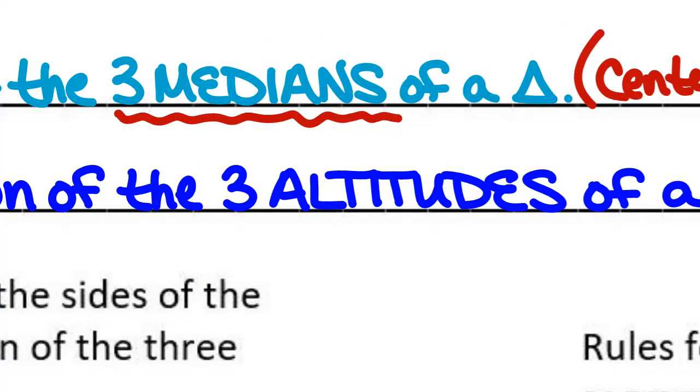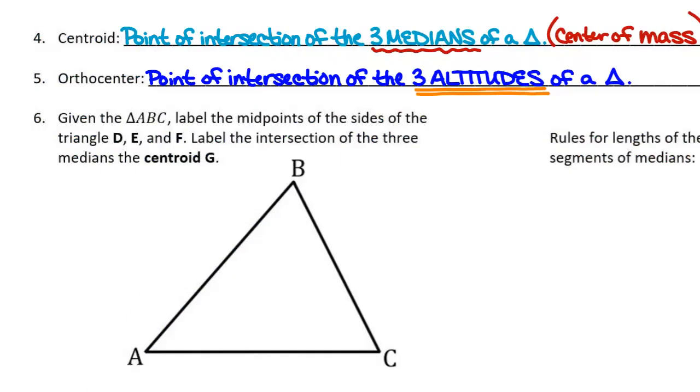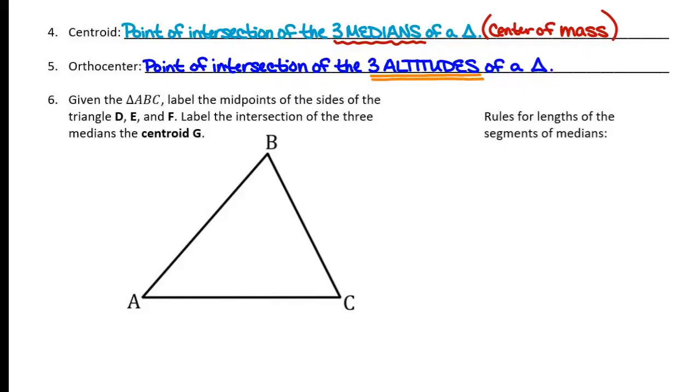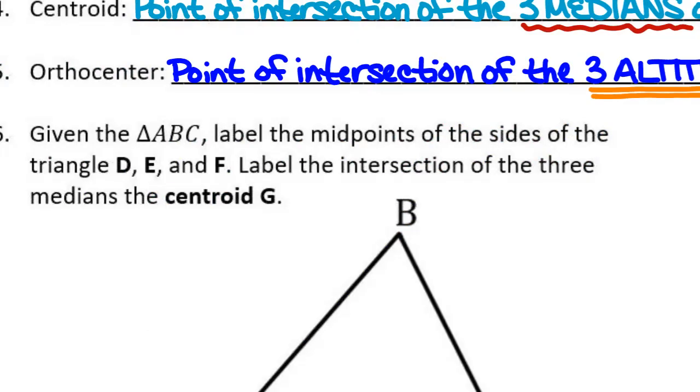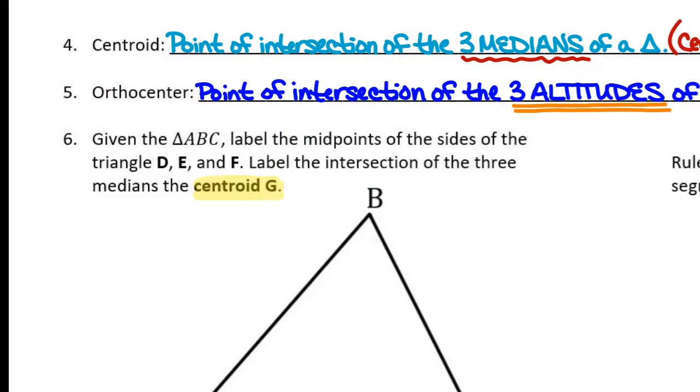The point of intersection of the 3 altitudes of a triangle. All right. Let's look now down at number 6. We are going to mark this triangle up, and we are going to use it to identify the centroid of the triangle. So first thing I want to do is we're going to find the midpoints of the sides, and we're going to label them D, E, and F.